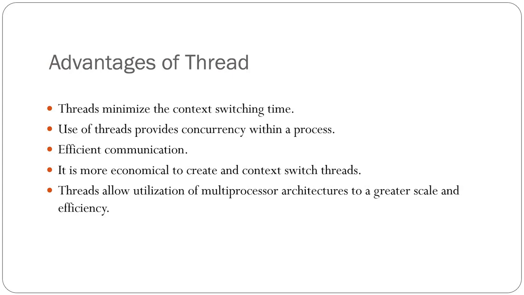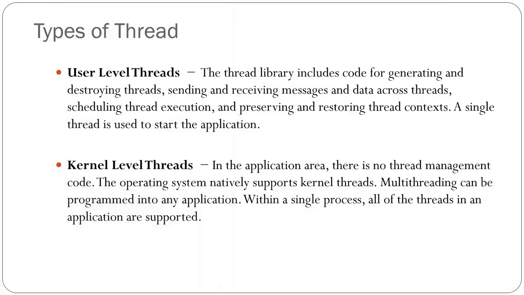Now we can check some advantages of threads. Threads minimize the context switching time. Next, use of threads provides concurrency within a process. Efficient communication. It is more economical to create and context switch threads. Threads allow utilization of multiprocessor architectures to a greater scale and efficiency. These are some of the advantages of threads.